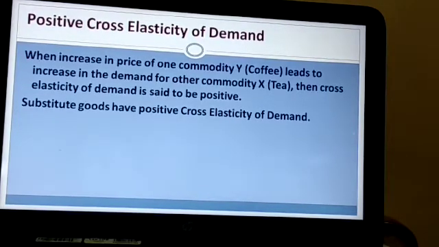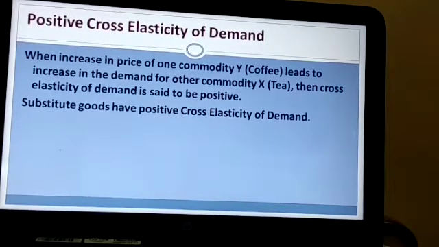We move on to the first one, that is positive cross elasticity of demand. When an increase in price of one commodity Y, suppose coffee, leads to increase in demand for some other commodity, say tea, then cross elasticity of demand is said to be positive, and substitute goods have positive cross elasticity of demand.